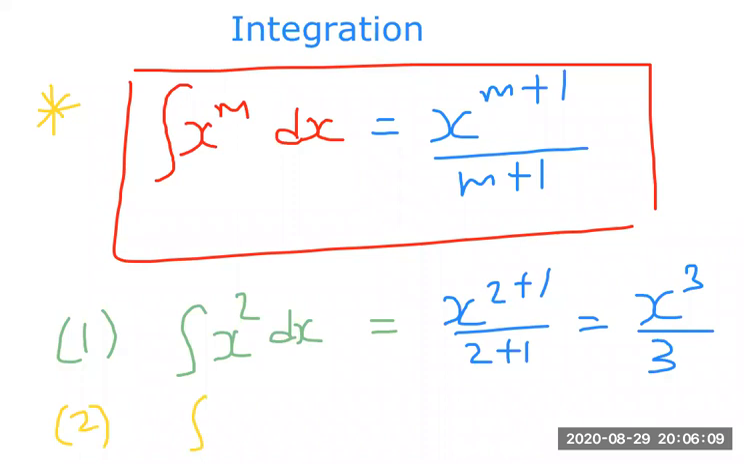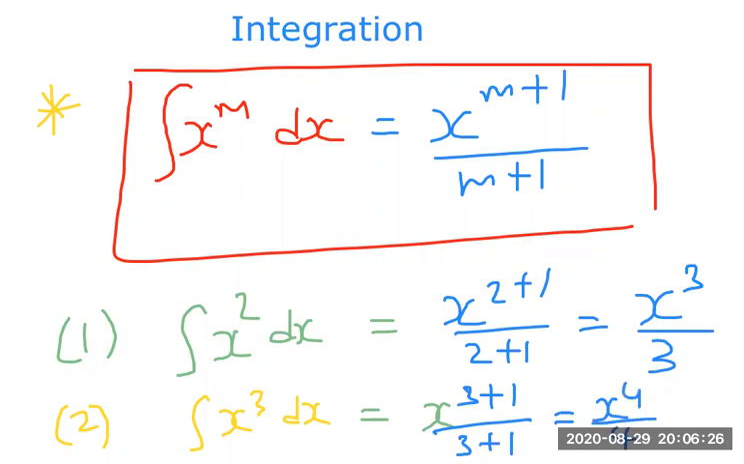Again, I can also write integral x cube dx. It is the same here: 3 plus 1 by 3 plus 1, so I can write it as x power 4 by 4. One more thing, we have to write plus c, but I am not writing it here. I am only discussing the basic formula idea. So, these are the two examples. Let us go further.